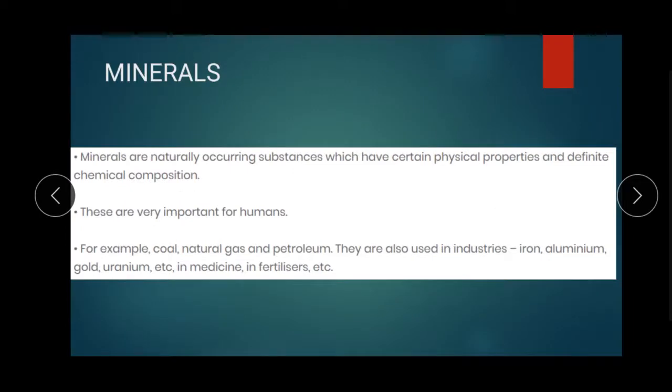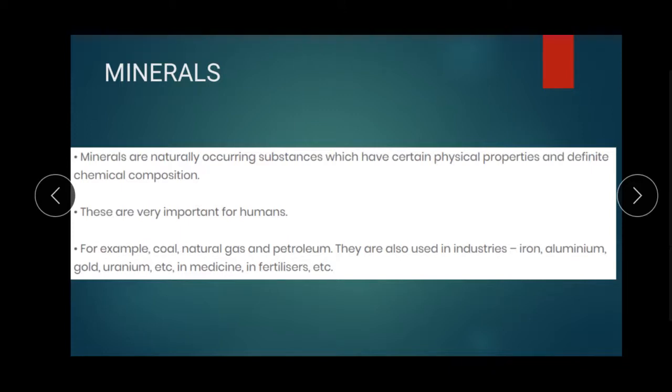Next we are going to see about minerals. Minerals are naturally occurring substances which have certain physical properties and definite chemical composition. Okay, children, all minerals are natural substances, and all minerals have their own physical and chemical properties.